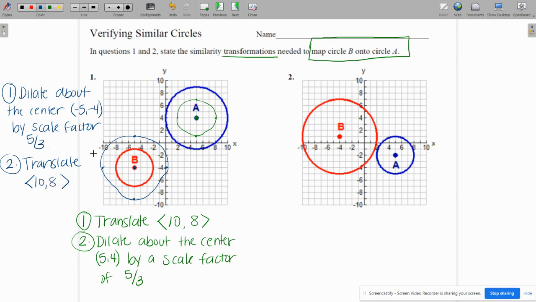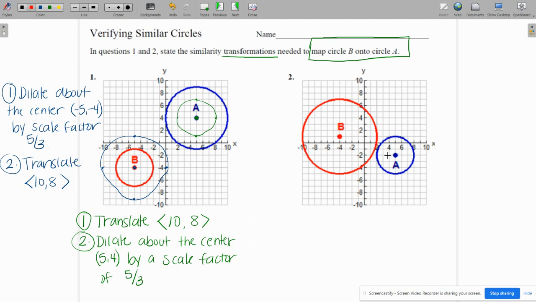So depending on the order, the only thing that changes is what the center is of your dilation. So here we dilated about the center up here, and here we dilated about the center here. So it's just a matter of what you're going to do first. So it's truly up to you. I'm not going to write both answers for all of these. I'm just going to write one of them, but just know that it's up to you how you want to do it. You just have to adjust the center of your dilation.